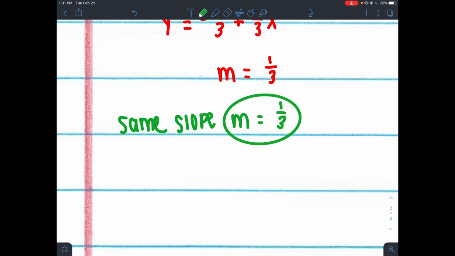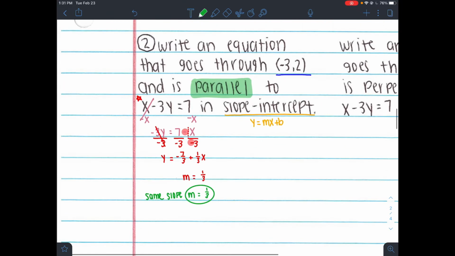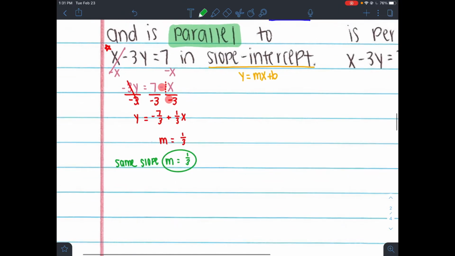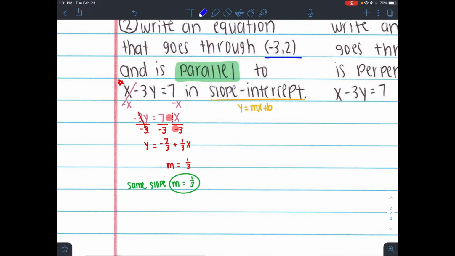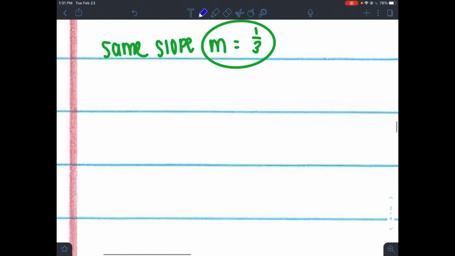Now, how do I know I want to use the same slope? Because I want it to be parallel. And how do I know I want it to be parallel? Because I read the problem and it says parallel. Okay, so that's our slope, and now we need the point. So the point that they wanted to go through is -3, 2. So that's our point here.